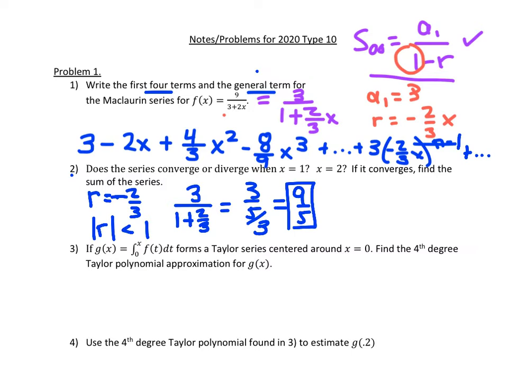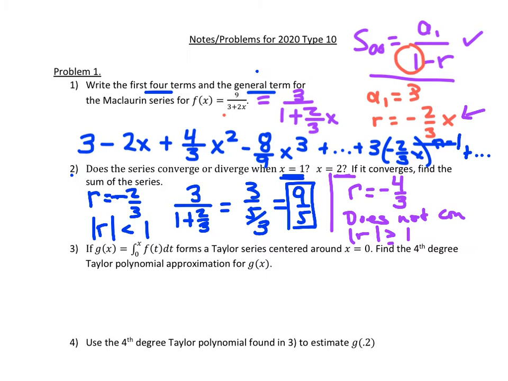Now what about when we go over to x equal to 2? Well, if x equals 2, I'm going to plug this into here, and if I put in the 2, then I'm going to get r is equal to negative 4/3. And so this one does not converge. And why? Because the absolute value of r is greater than or equal to 1. So if r is equal to 1, it will not converge as well.